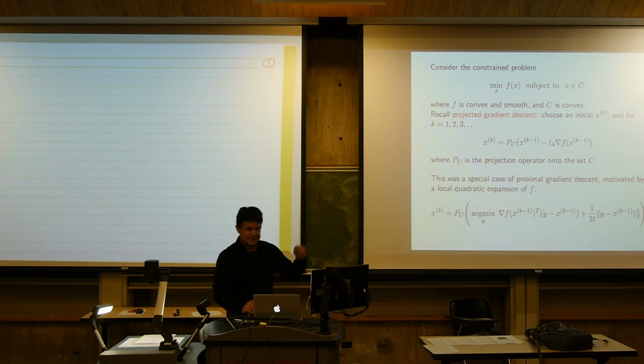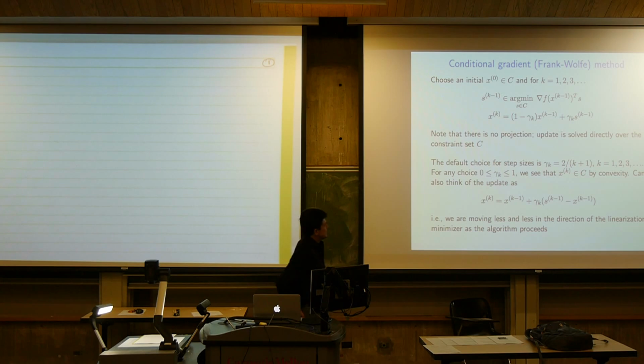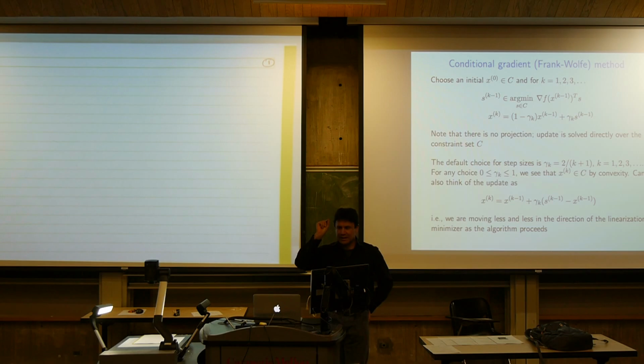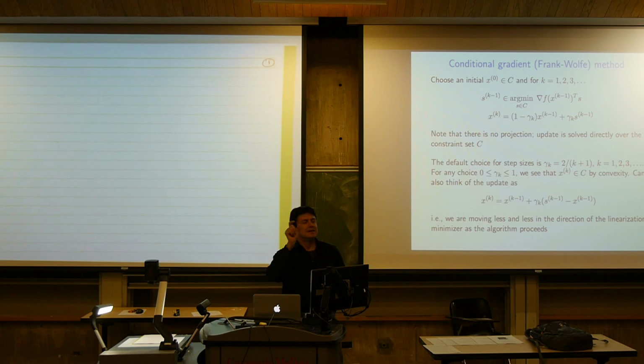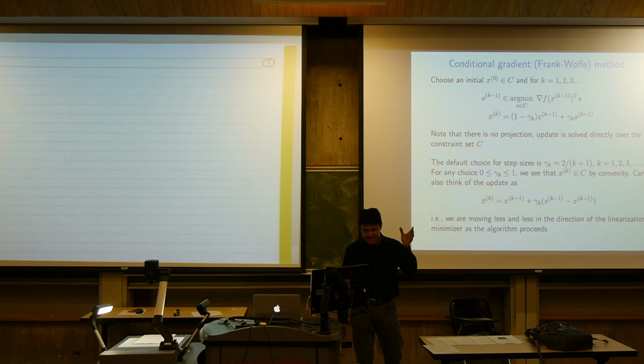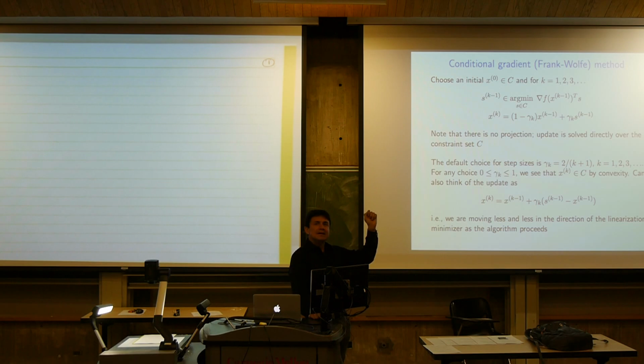So now we are going to consider, again, the same problem. We are still looking at minimize f of x over x in C. But this time, rather than minimizing a quadratic approximation of f, as projected gradient does, rather than working with this local quadratic expansion of f around x_{k-1}, we are going to do something that in some ways is much simpler. First, we look at the point in C that makes the most negative product with the gradient. And then we just move towards that point.